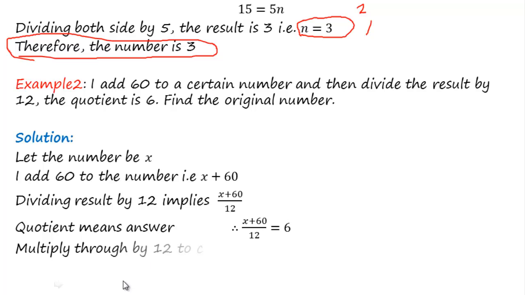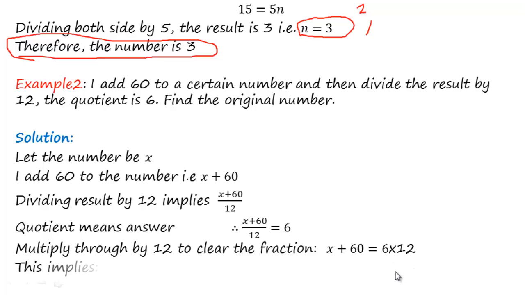Now, moving on, you are going to multiply through by 12, or you cross multiply like what we do up here. That is, you say 6 times 12, and then x plus 60 times 1, that is under 6. You are going to get x plus 60 times 1, which is x plus 60, and then 6 times 12. Now, which implies that x plus 60 equals 6 times 12, which is 72.